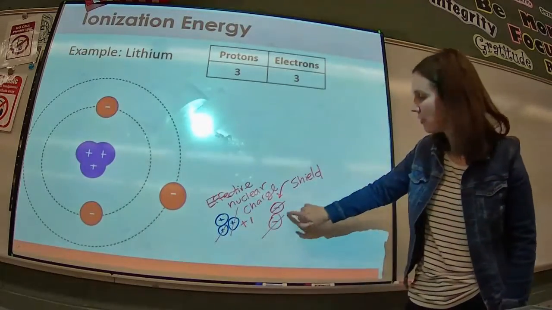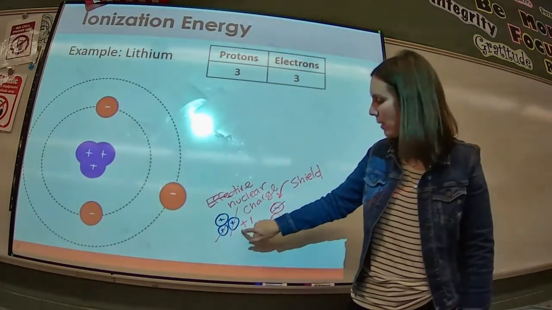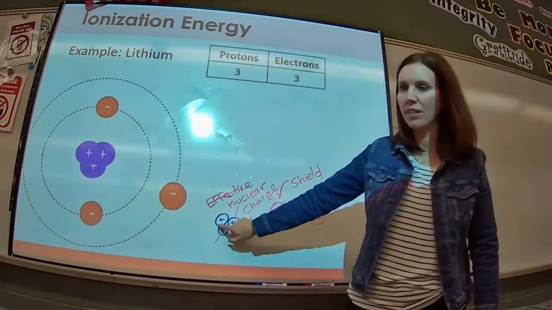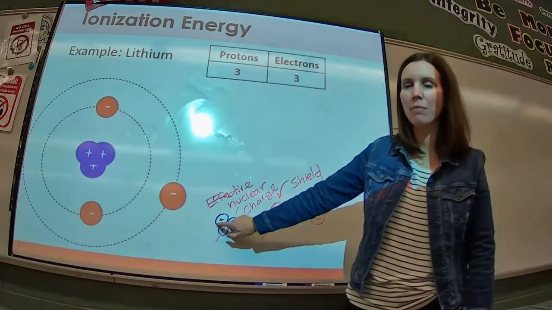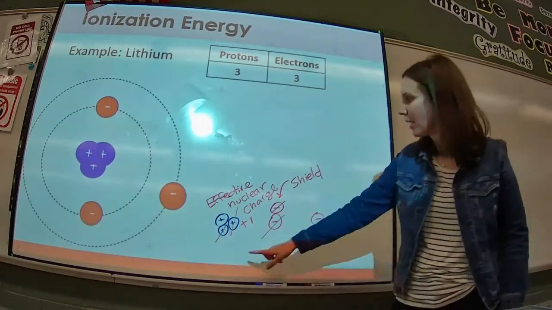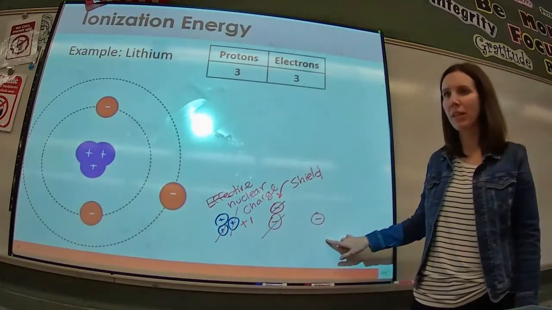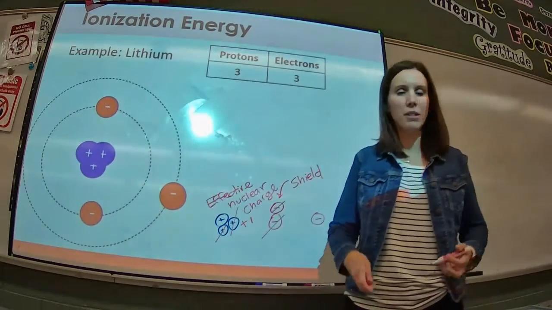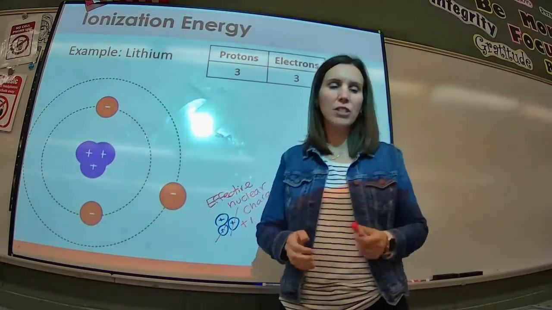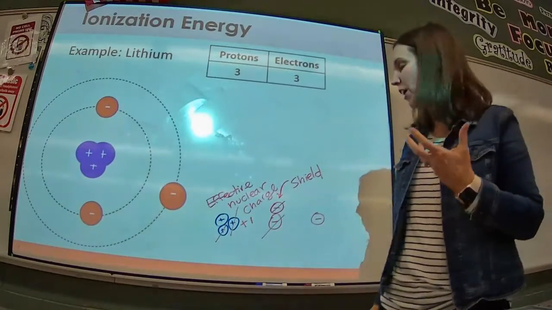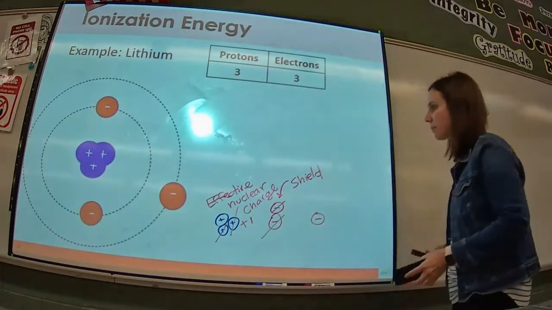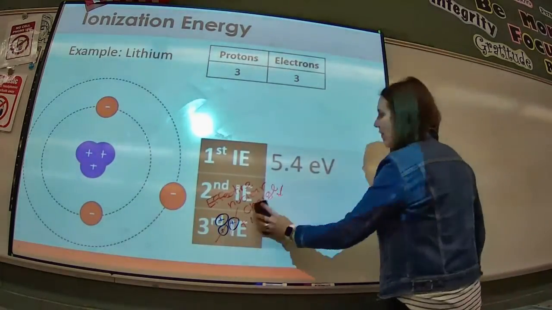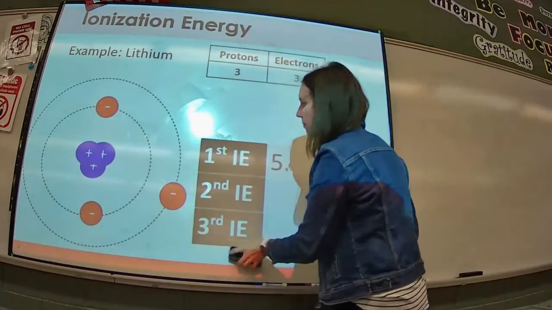Right? Because these two negatives are going to be canceling these two positives. So what's left over is the effect of just one positive proton on this electron, and it's a much further distance away. So because of that, the first ionization energy for lithium is going to be much lower than the first ionization energy was for hydrogen or for helium. Okay, so that's 5.4 electron volts.